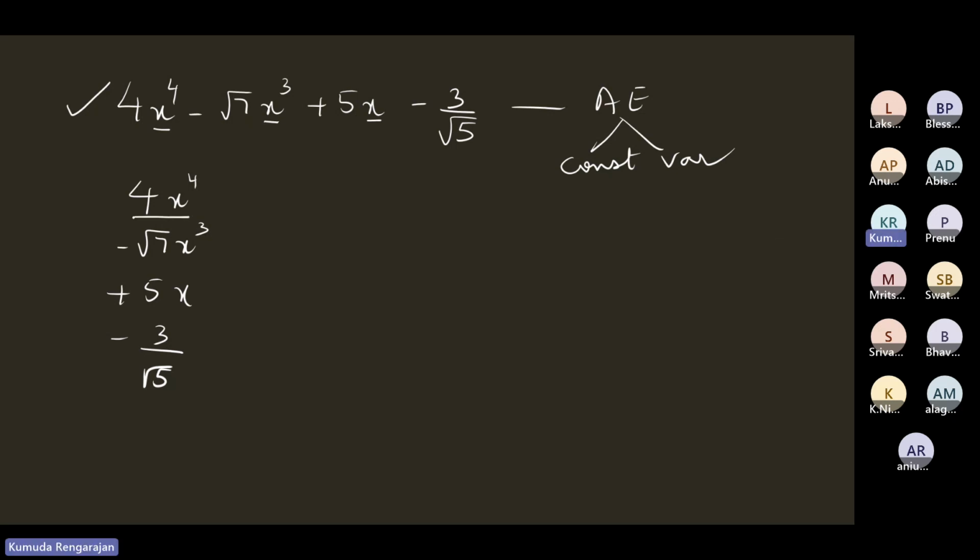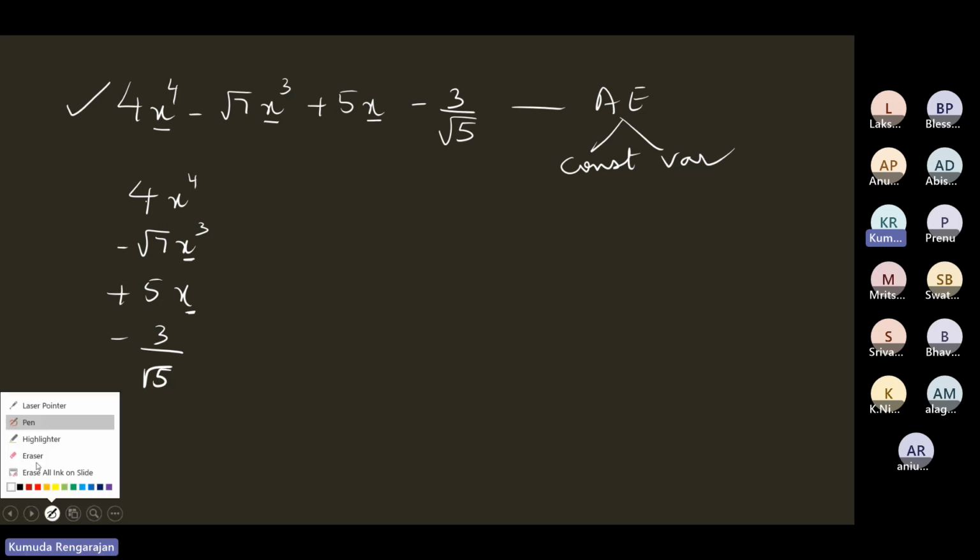Now look at the first term. Look at the variable x. Look at only that x. Don't look at the numerical coefficient. The numerical coefficient of x to the power 4 is 4. The numerical coefficient of x cubed is minus root 7. The numerical coefficient of x is plus 5 and the constant is minus 3 by root 5.